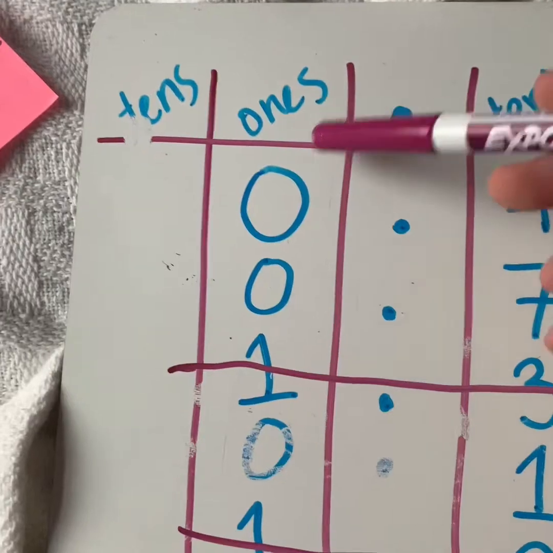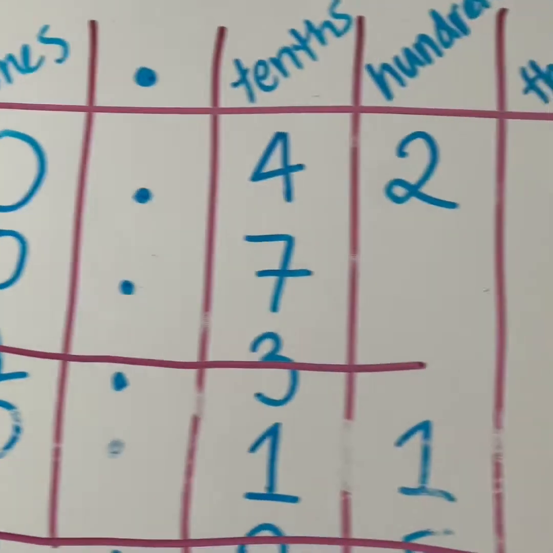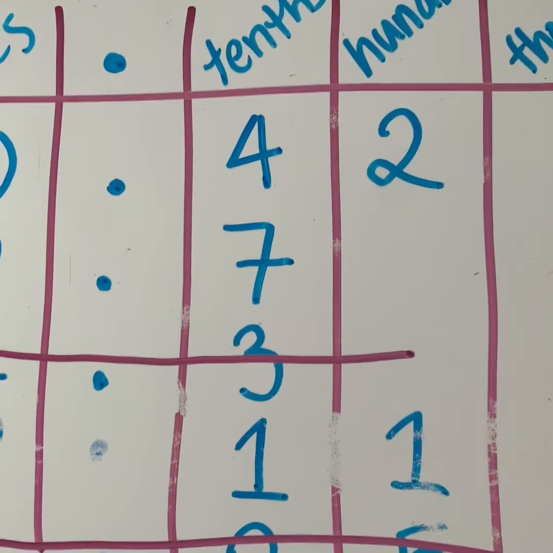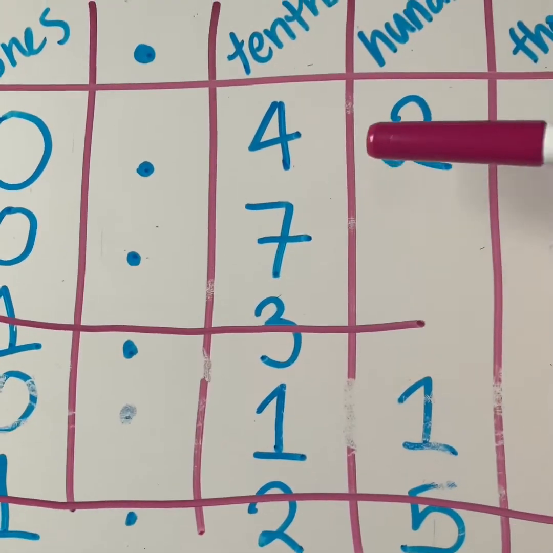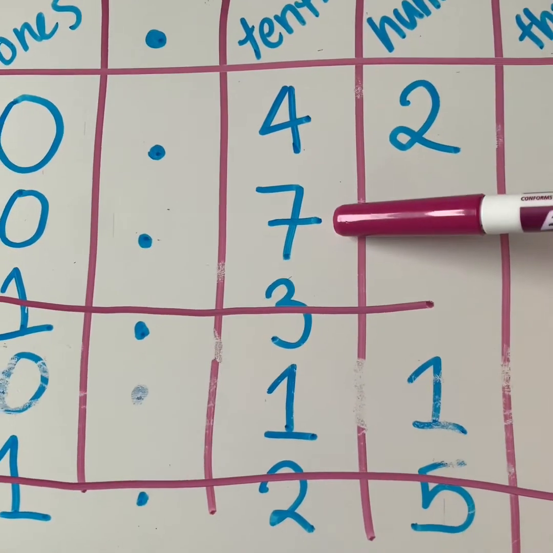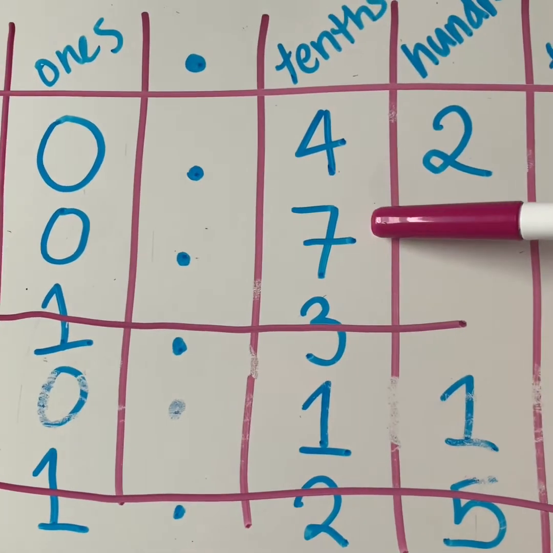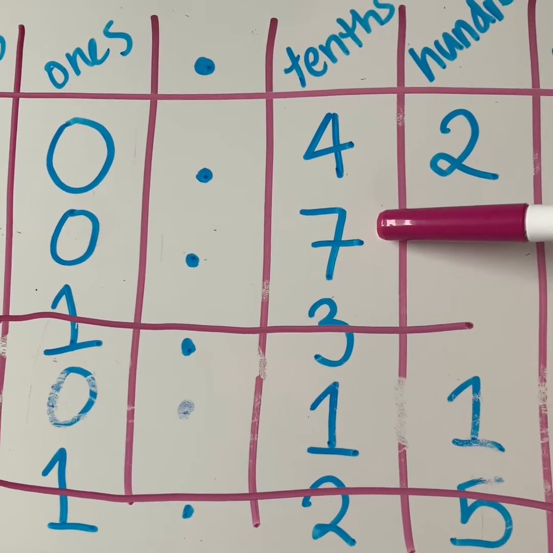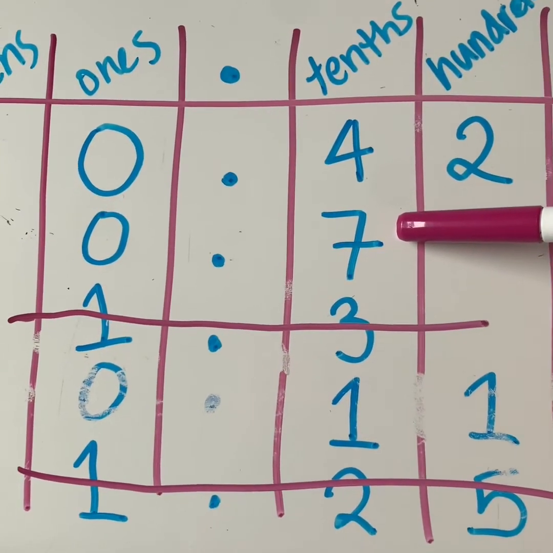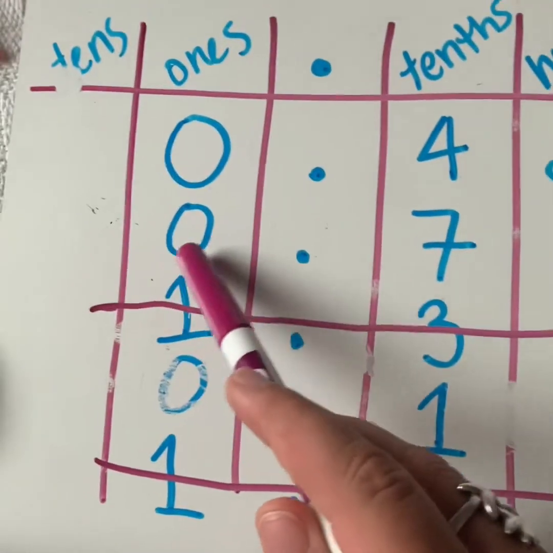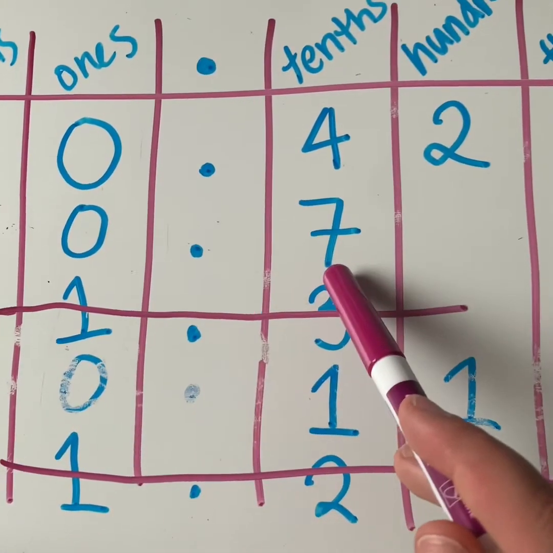Now, since none of them have anything in the ones place, I've got to move on to looking at the tenths place. Of the ones I have left, I have a 4, a 7, and a 1. I know that the 7 is the biggest, so my next biggest decimal is going to be 7 tenths.